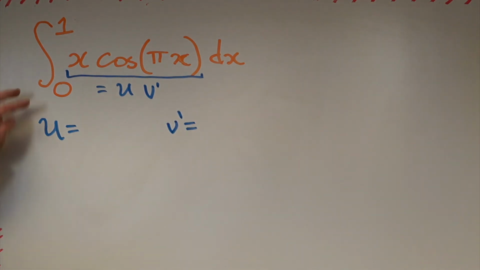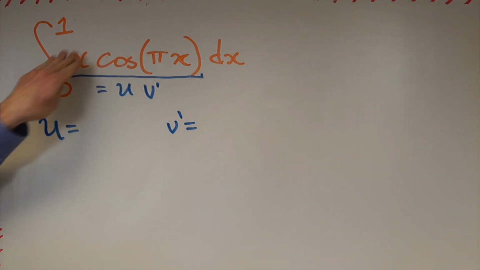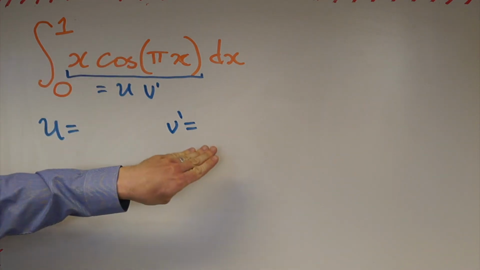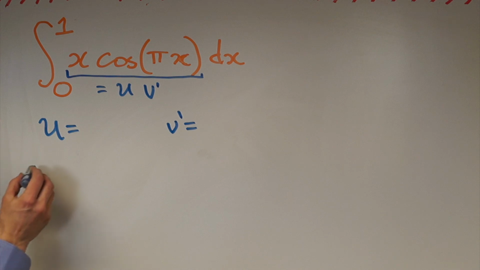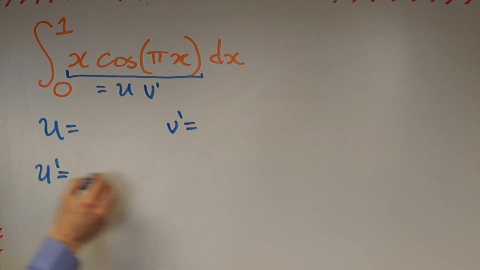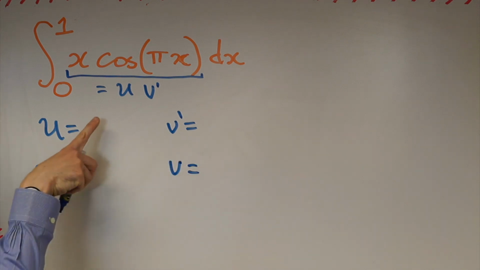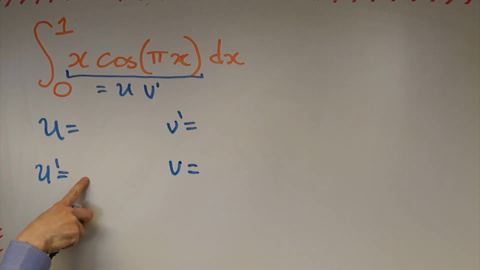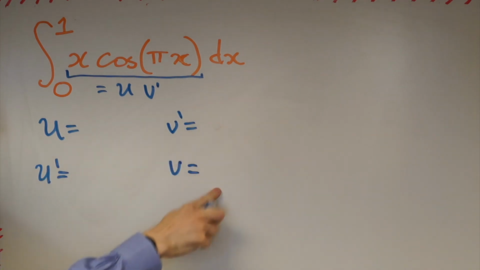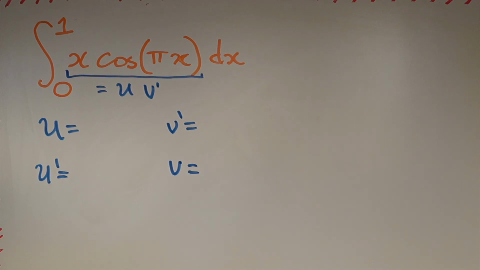And it's up to us to choose which parts of the integrand to put into u and which parts to put into v prime. Later on, we're going to need a u prime and a v. So whatever we put here, we're going to end up differentiating. Whatever we put here, we're going to end up anti-differentiating. So that's how you make the choice. You want the things on the bottom to end up being very simple, as we'll see later on.